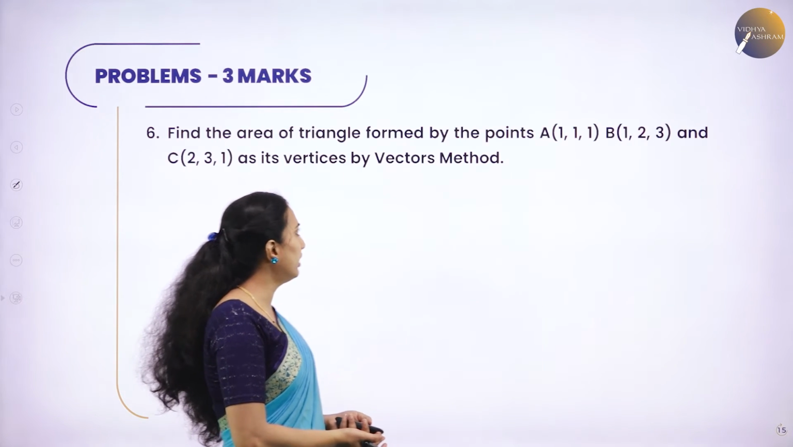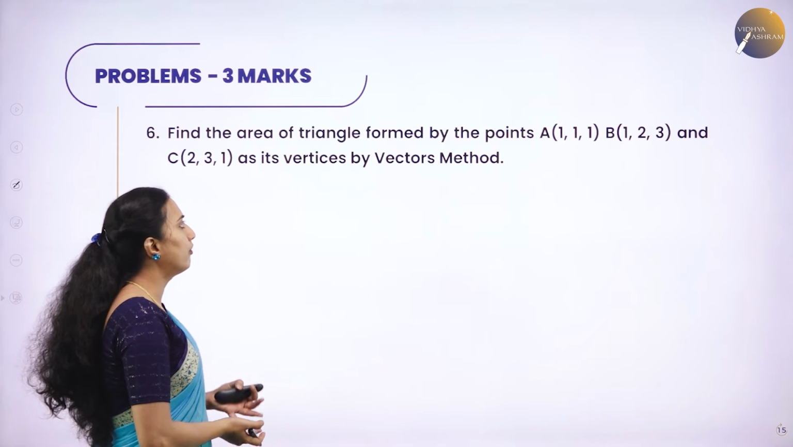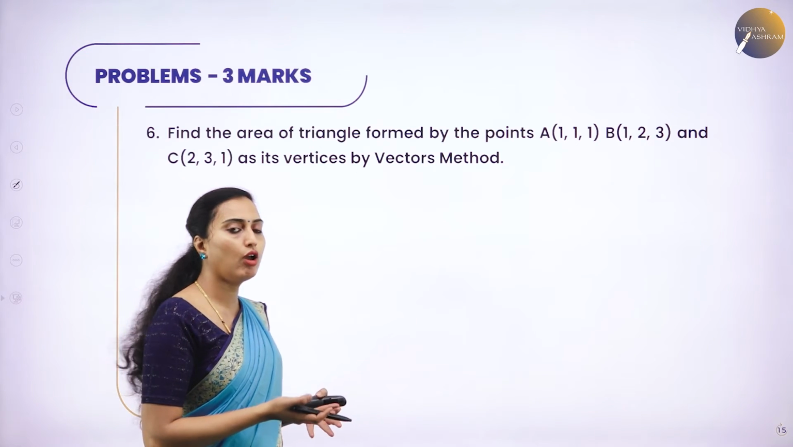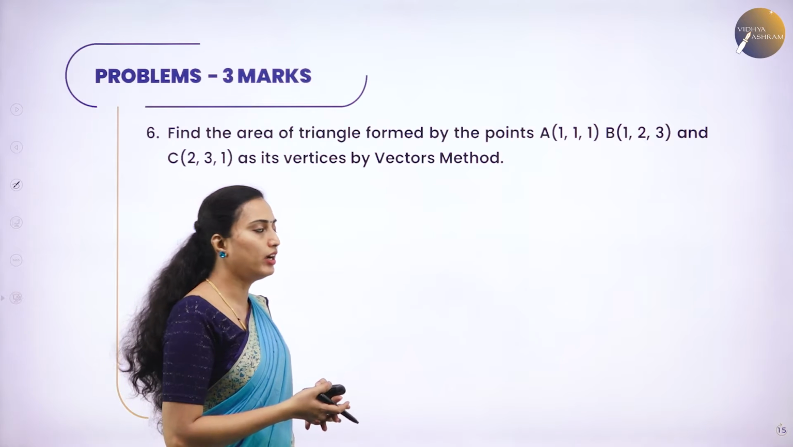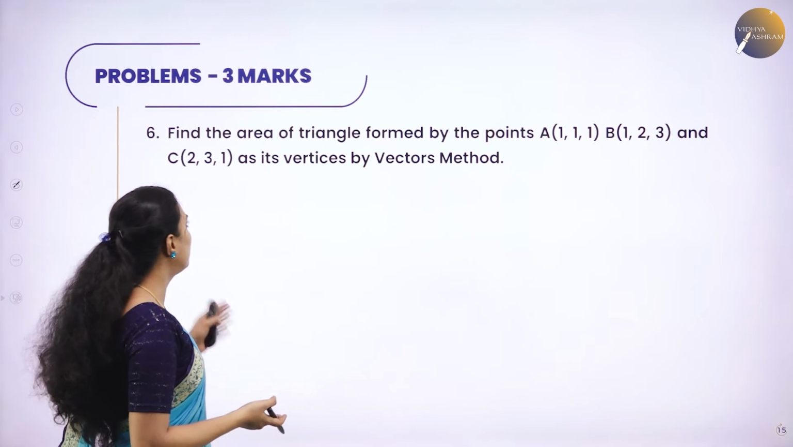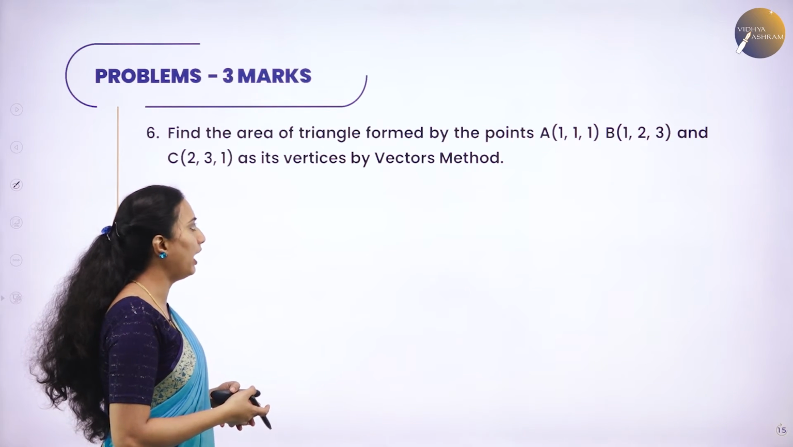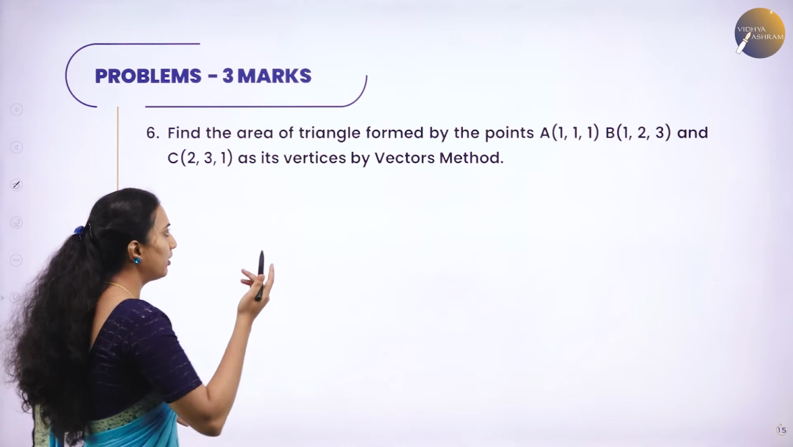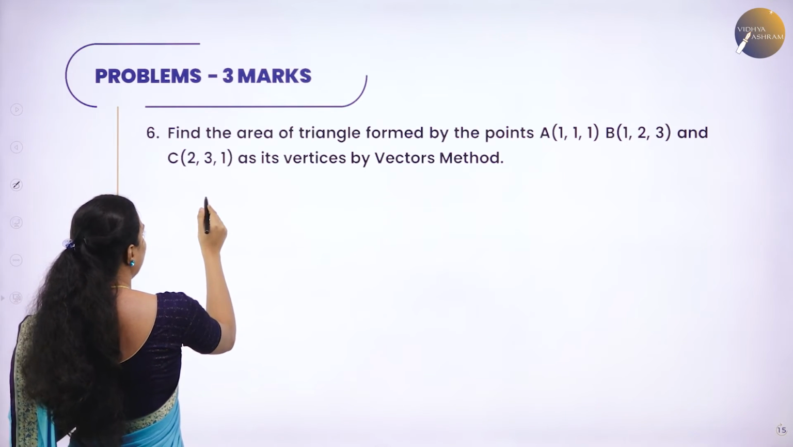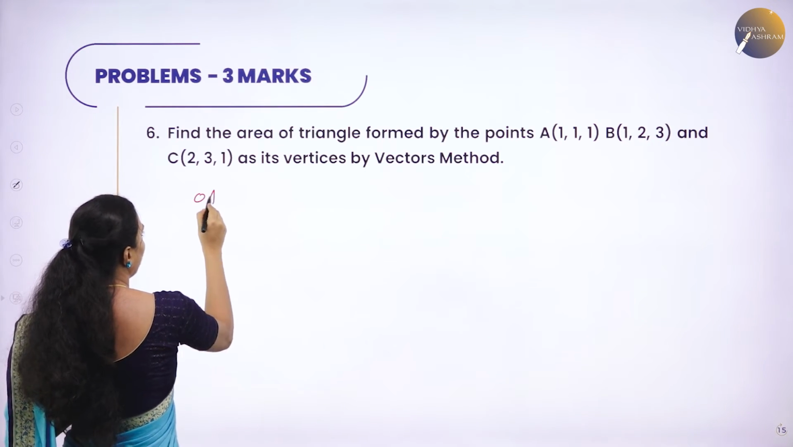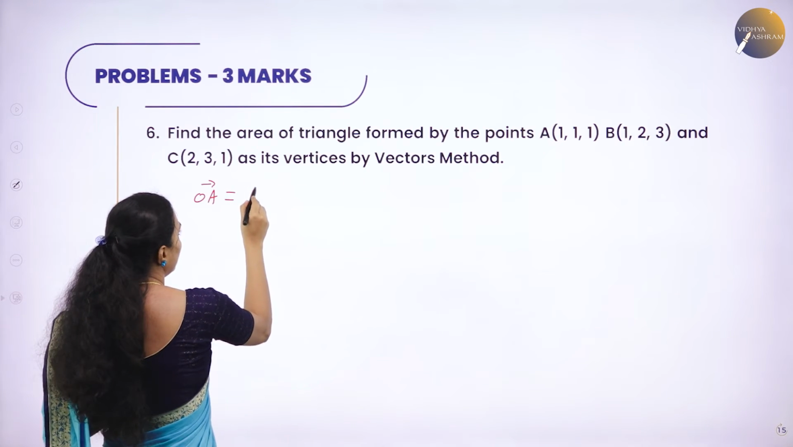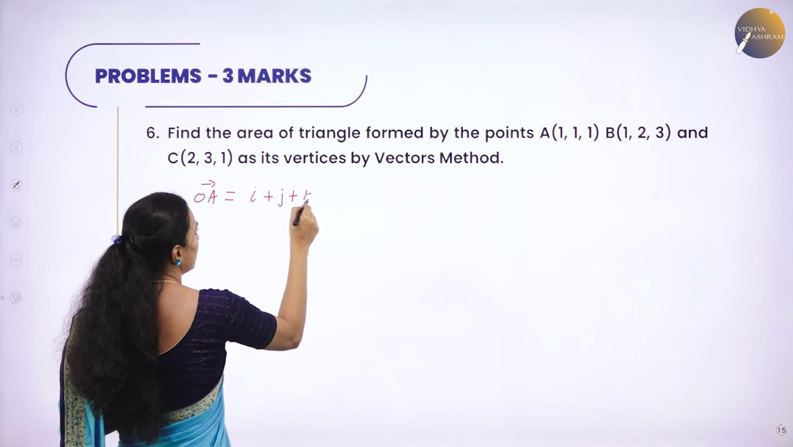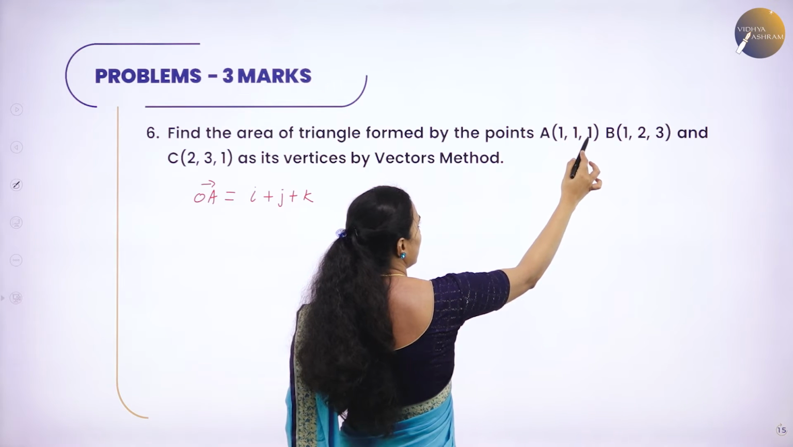Now we'll be moving on to the next problem. Find the area of a triangle formed by the points A of 1, 1, 1, B of 1, 2, 3 and C of 2, 3, 1 as its vertices by vector method. So they have given the vertices. So let vector OA be given by i plus j plus k. See, 1 into i, 1 into j, 1 into k.